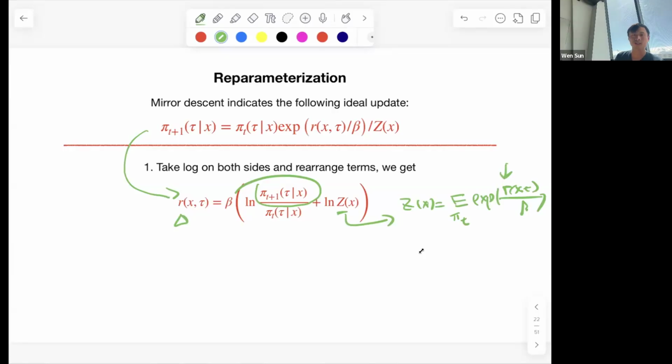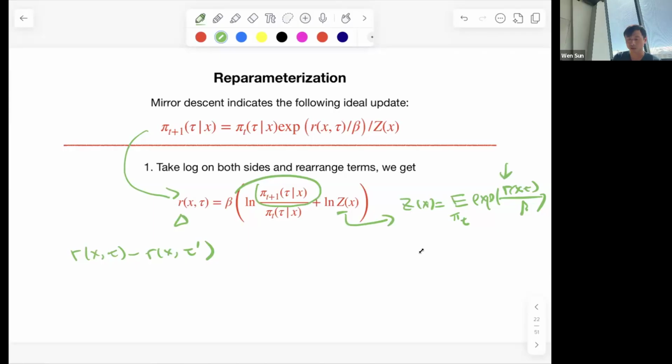Okay, let's just follow the trick that DPO had, right? So instead of modeling the reward, let's just model the reward difference. Maybe all I care about is just the reward difference between tau and tau prime. I don't really need to learn the exact reward. All I care about is if I can model the reward difference, right? That's good enough. So let's do that.